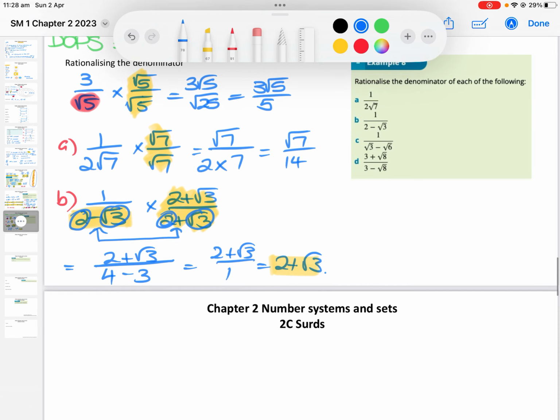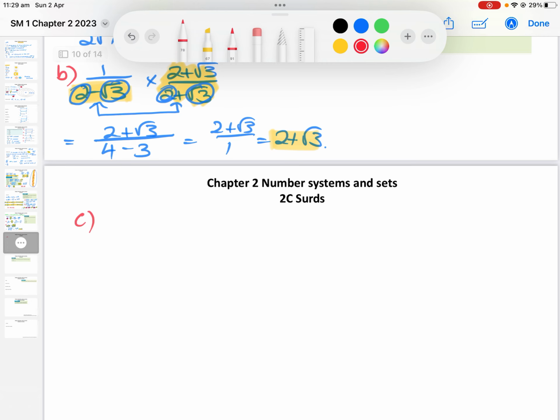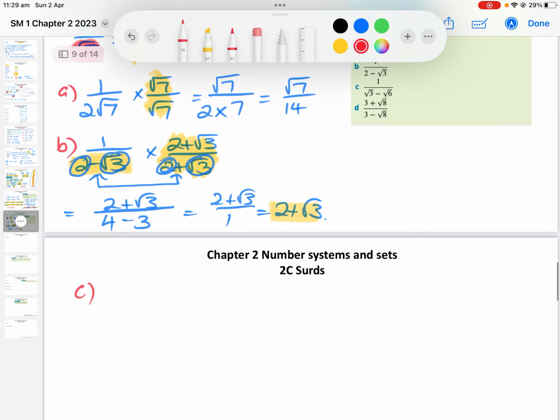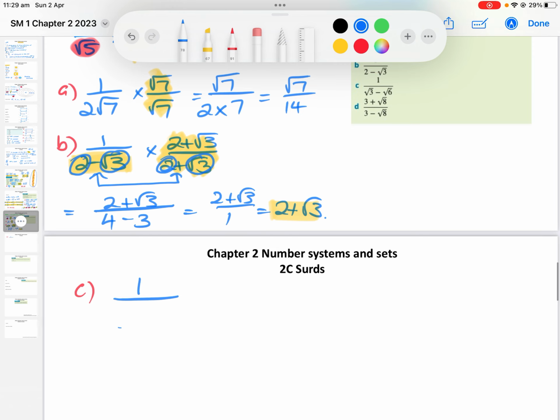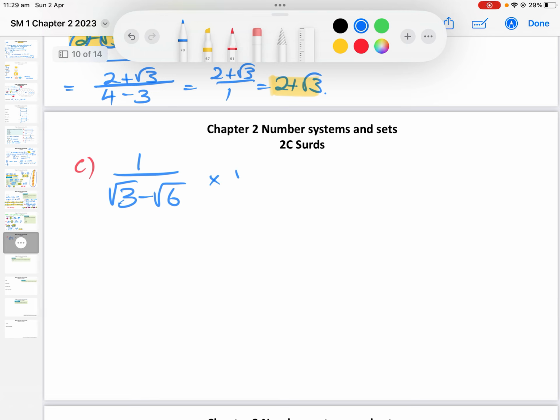So I've put in an extra page here because I knew this would take a little bit. Let's have a look at C. It's 1 over root 3 minus root 6. Difference of perfect squares, so we times by root 3 plus root 6 over root 3 plus root 6. And we will use the same technique in complex numbers later on. And these sort of get called, there's this name, the conjugate. So the trick is make sure you don't change that first value, only change the sign of this second one because we want a difference of perfect squares.